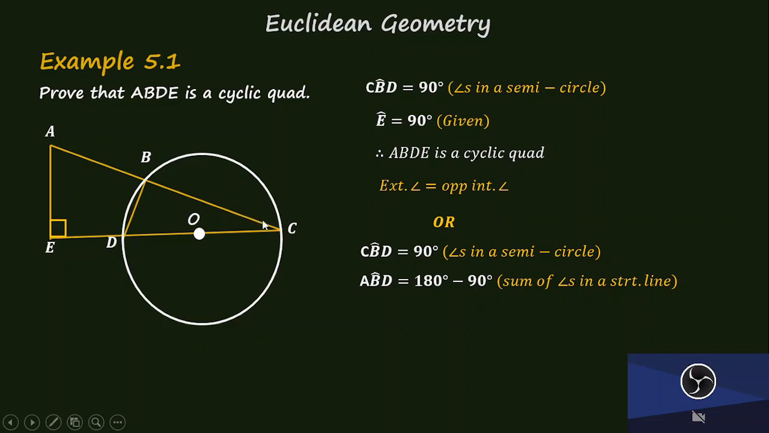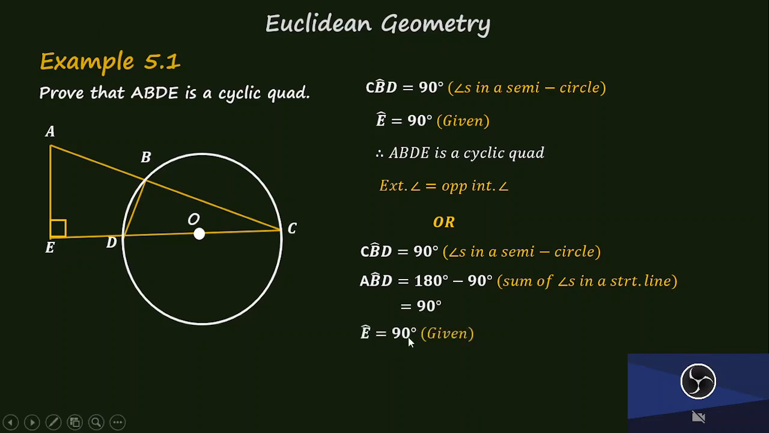These are angles on the straight line ABC, right? So we know that angles along a straight line add up to 180 degrees. So if I have 90 here, obviously I will have 90 on the other side, so that they can add up to 180 degrees.